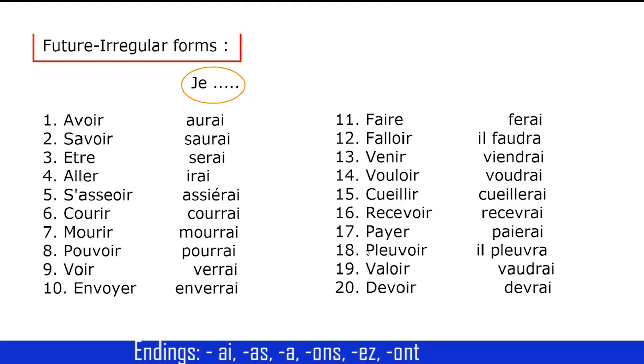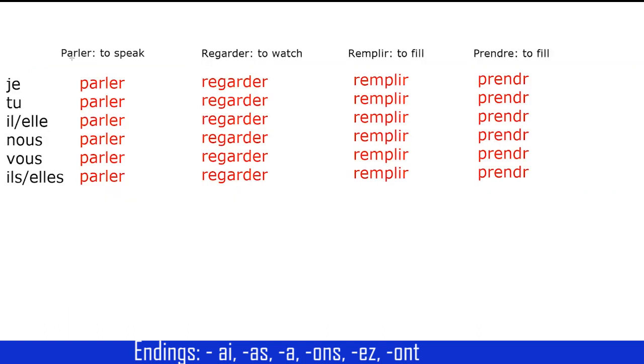Here we have all 20 irregular cases. We have written all these verbs for je pronom. So in this way, it gets easier to learn, where avoir becomes aurai for je, savoir becomes saurai for je, être becomes serai for je. Now we'll see formation of few other verbs. Now we'll see the formation of few regular verbs like parler, regarder, remplir, and prendre.